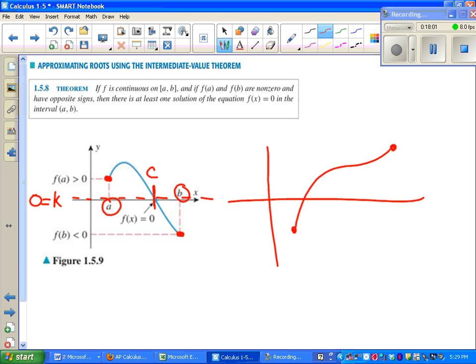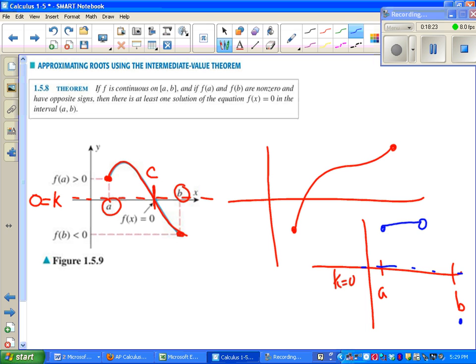And that's only true if the function is continuous on the interval. Let's look how easy it would be to draw a picture where it's not continuous on the interval and it would not be true. So here's our k equals 0. Put one dot above, one dot below. If I don't have that rule that says I have to be continuous, I could just do something like this. And I never cross k equals 0. So we have to pay attention to the condition where it says we're continuous.